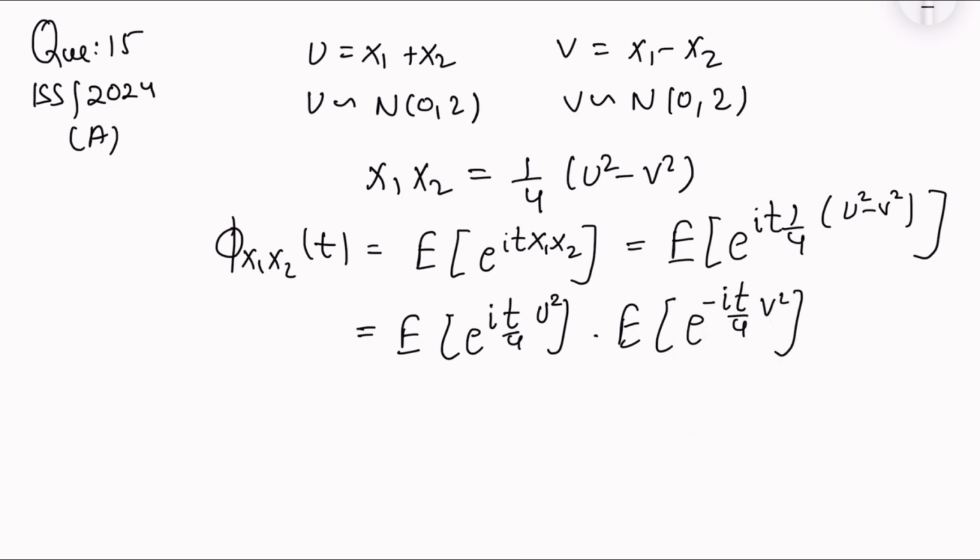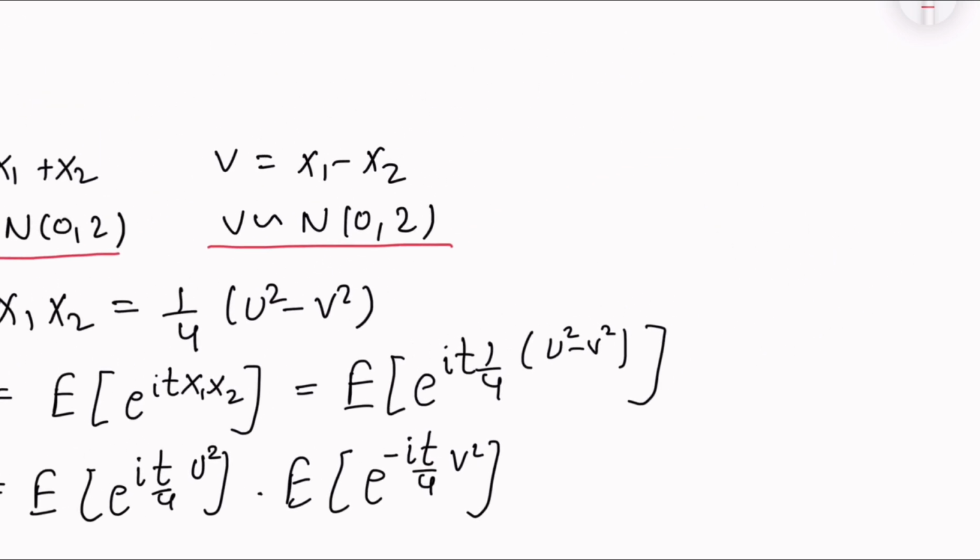So using the property of independence as well as the property of the characteristic function, I can apply expectation on both sides. After applying expectation on both sides, now I just have to derive which distribution U is following here. So right now you can see this is U, which is following normal (0, 2). This is V, which is following normal (0, 2).